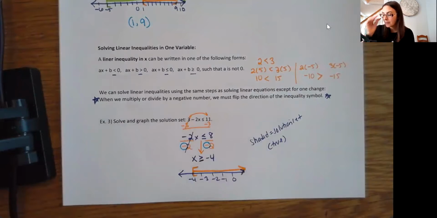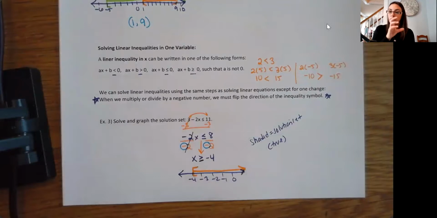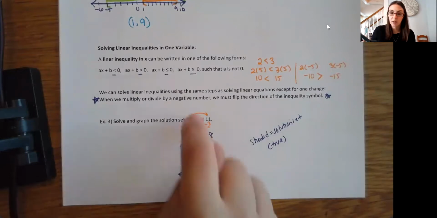So notice that for inequalities, we don't usually have just one answer. You actually have a range of values. We have a solution set. So any number -4 or bigger is going to make this equation true.